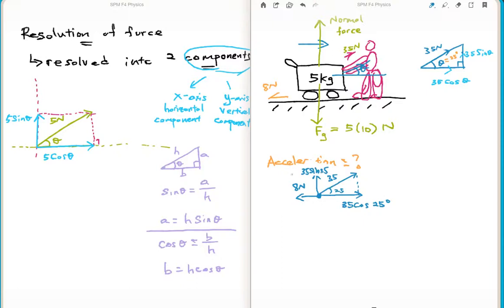Okay, and this is my mg. So obviously here you don't know what the mass is. For this question, the friction is to the left. What is the mass? Maybe they'll ask. So here, since up and down is the same, therefore, if they ever ask, 35 sine 25 will be mg.